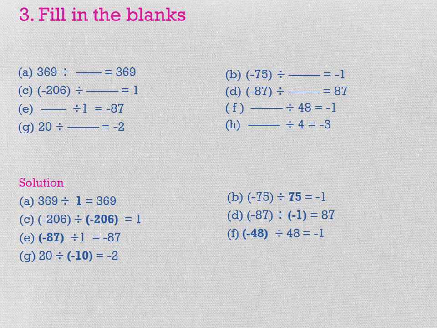Finally, dash divided by 4 is equal to negative 3. Which number is to be divided? That is 12 divided by 4 is equal to 3. We have to get the answer as negative. Therefore, negative 12 divided by 4 is equal to negative 3.